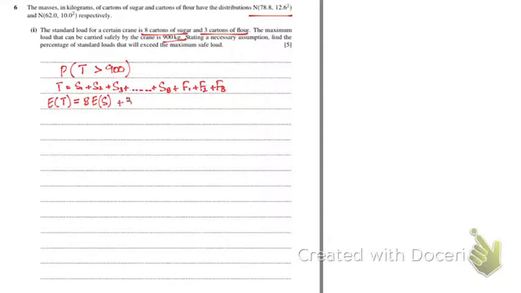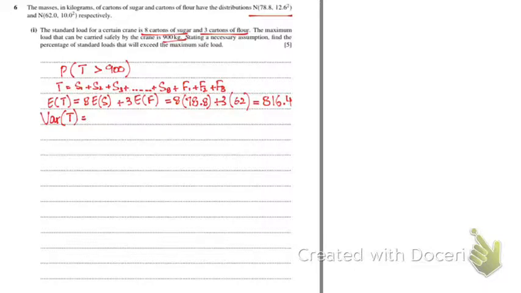S plus 3 times the mu of flour. So this will be 8 times 78.8 plus 3 times 62, which turns out to be 816.4, and your variance will be 8 times the variance of S and 3 times the variance of F.